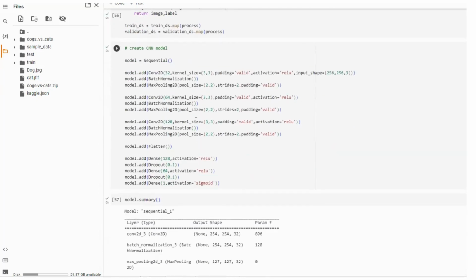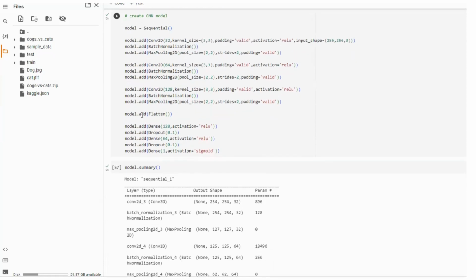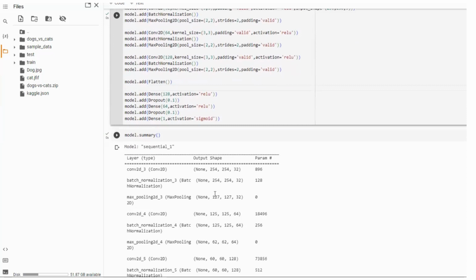And this is the CNN model that we have used. The model is created using the Sequential API from Keras. It consists of several Conv2D layers followed by batch normalization, MaxPooling2D, and dense layers. The last layer using sigmoid activation for binary classification is added here. Here the model is compiled and the summary is given, and we have used the Adam optimizer, binary cross entropy loss, and accuracy metric.